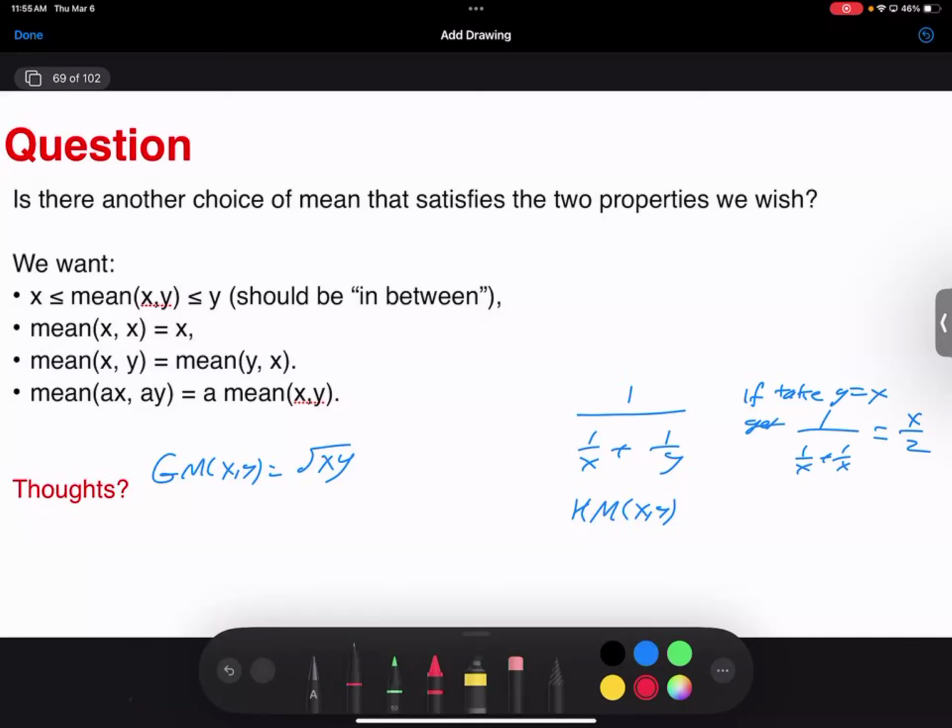So how should we modify the definition of the harmonic mean? Multiply by 2. So if we now put a 2 there, then we get to erase the 2 down here. So could that be a mean? 2 over 1 over x plus 1 over y.